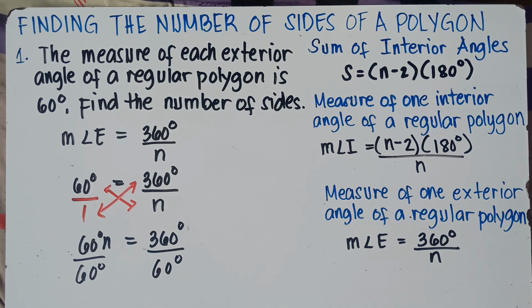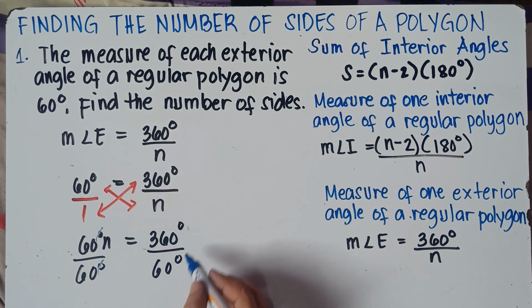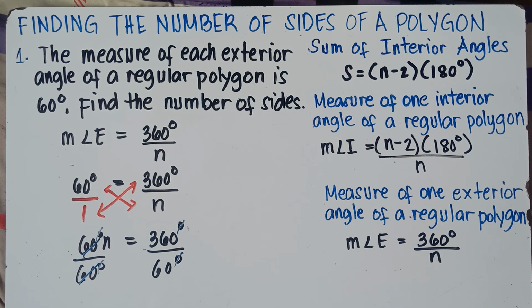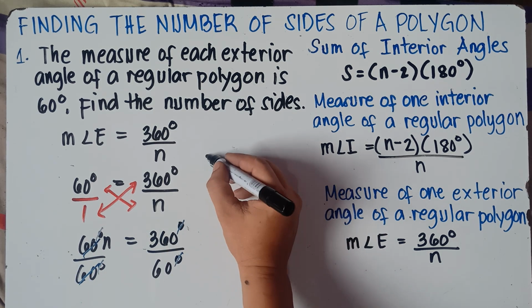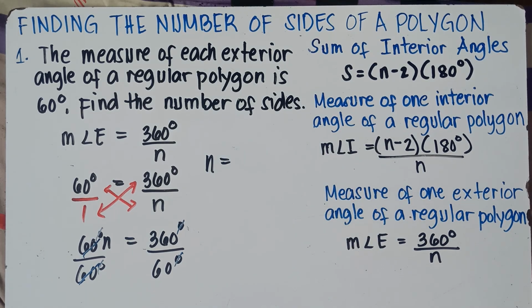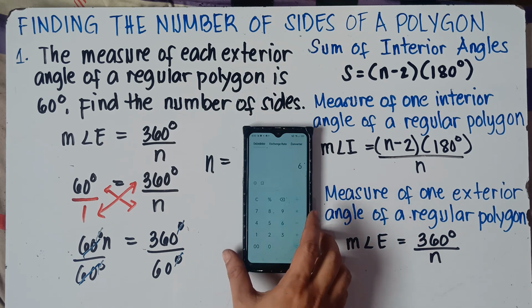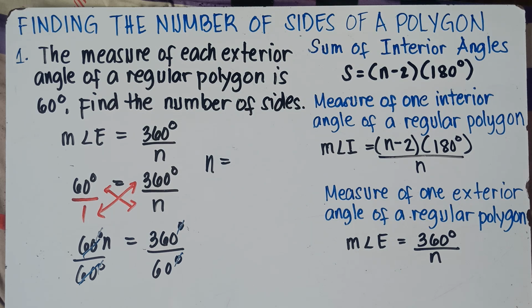Alright, and then cancel this out. Cancel degrees. Cancel 60 because 60 divided by 60, that's 1. So simply copy N and then use your calculator, class. 360 divided by 60. So what's the answer, class? 360 divided by 60, that would be 6. So therefore, the number of sides, that is 6.